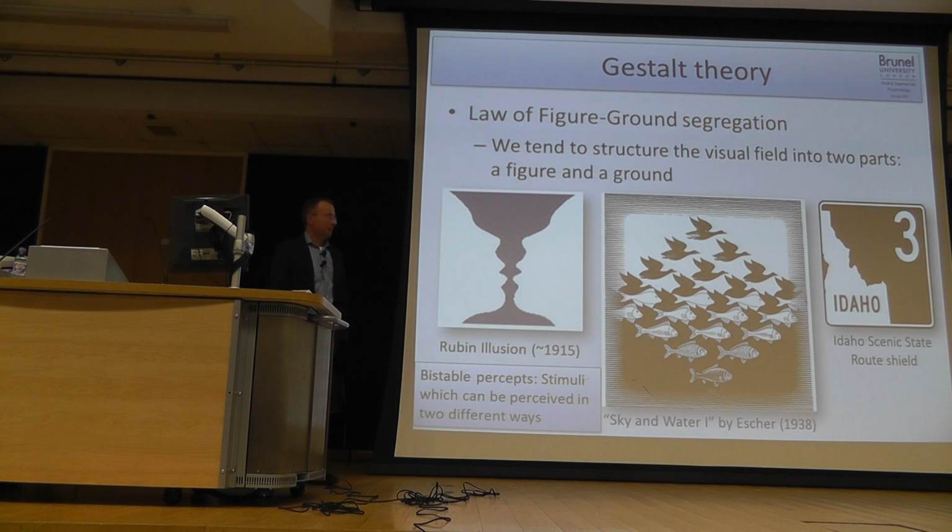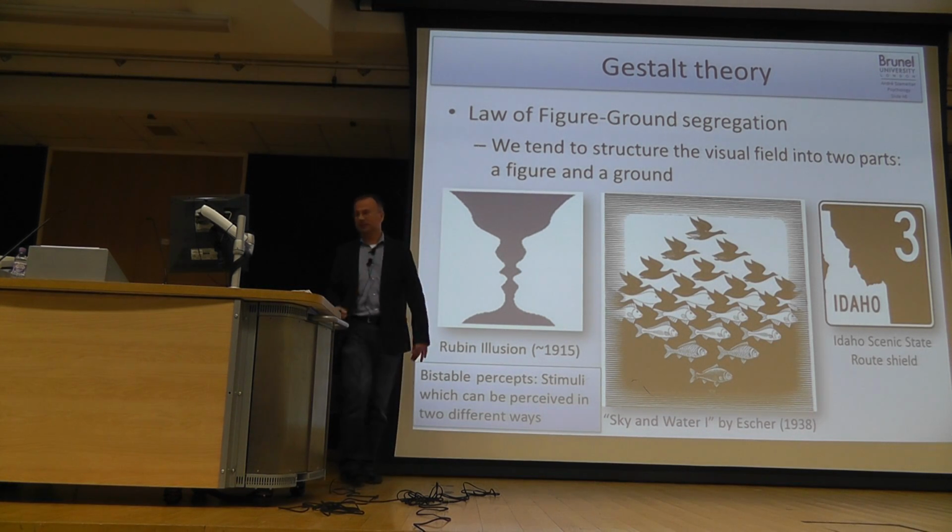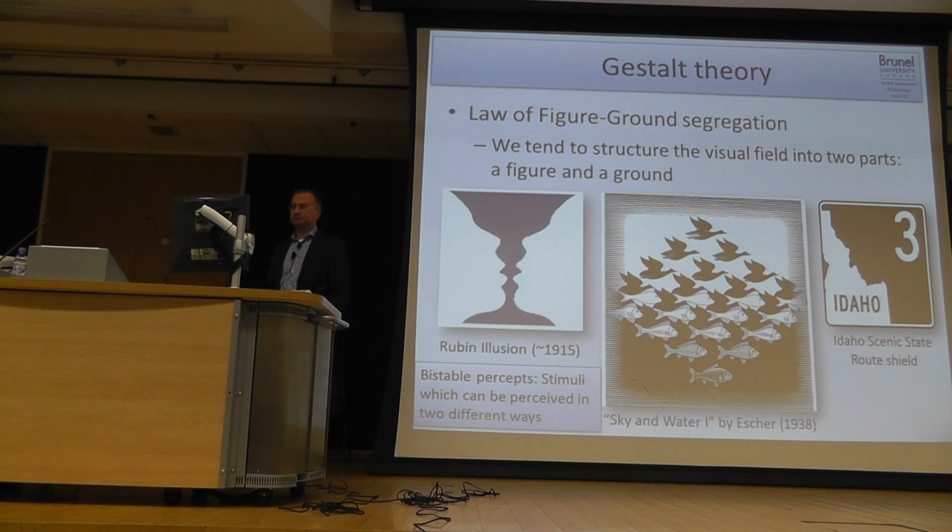And then there's, again, a practical example. It's a state route shield, so for a road sign in Idaho, and the white is the shape of the state of Idaho. But a lot of people see here actually a face with the nose and the chin looking down here, where it switches back and forth.